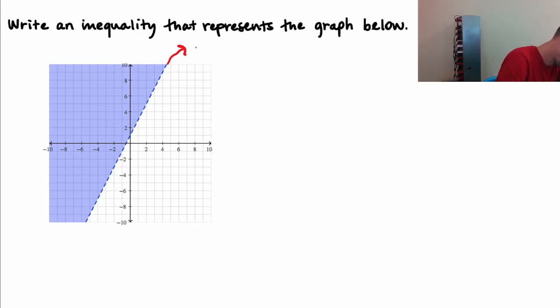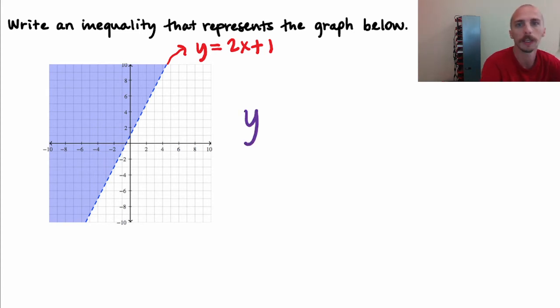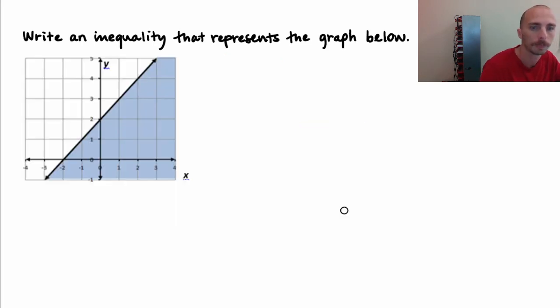But I will say, with an intercept of 1 and a slope of 2, that's the equation y equals 2x plus 1. But this whole region over here in purple is actually where y is going to be greater, because I'm shaded above, and it's greater than because the line is dotted. So this is y is greater than 2x plus 1. And I've got another one. I figured I'd let you try that one on your own.